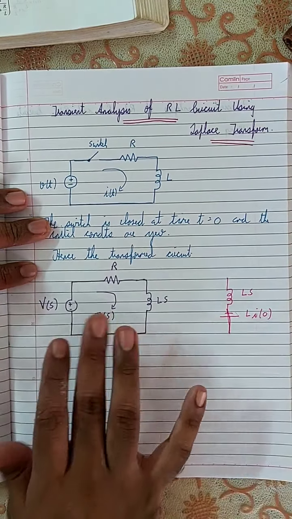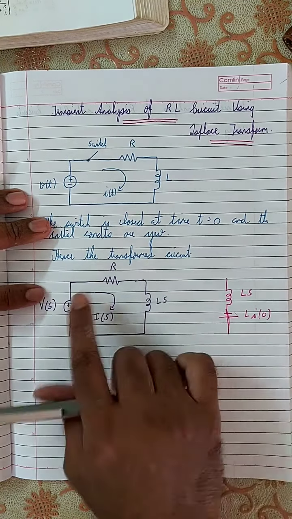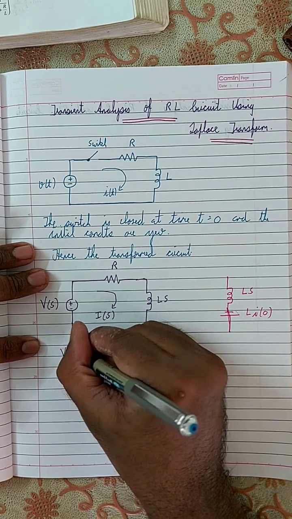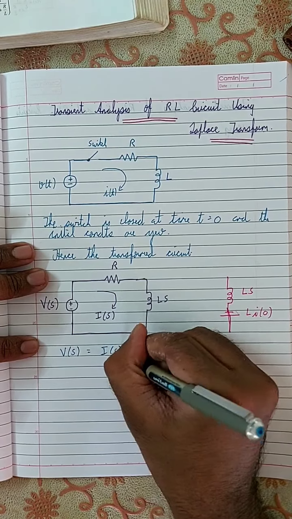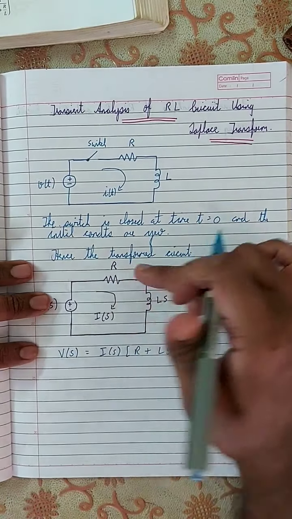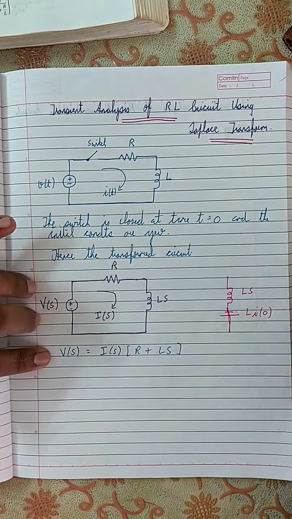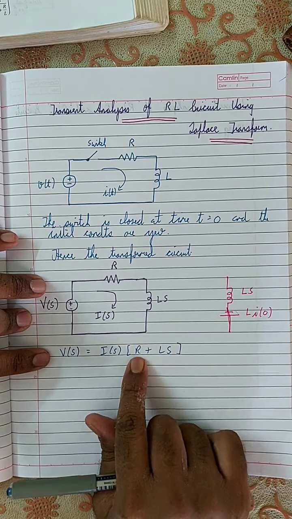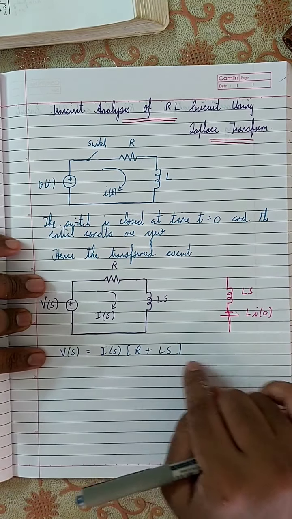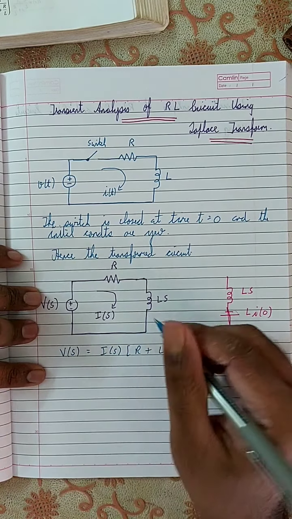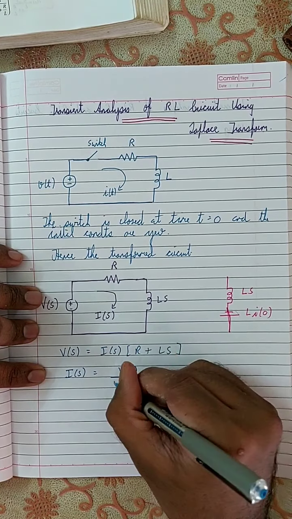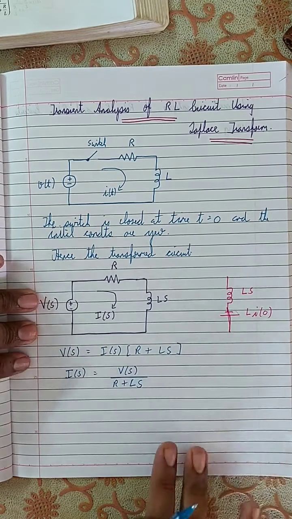Now I'm going to apply Kirchhoff's voltage law. This is very simple. I'm going to define the equation for the circuit. So what you get is V(s) equals I(s) into (R plus Ls). This is the mesh analysis equation, where R is the impedance across the resistor and Ls is the impedance across the inductor. Now this can also be written as I(s) equals V(s) divided by (R plus Ls).